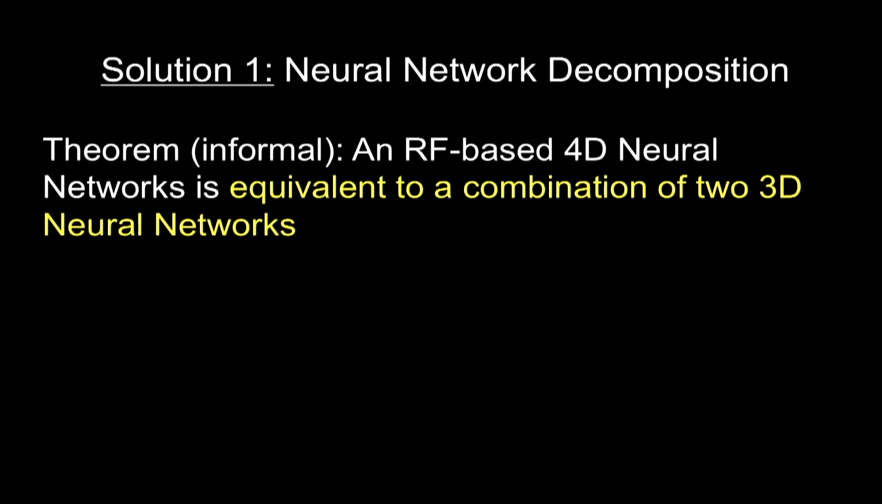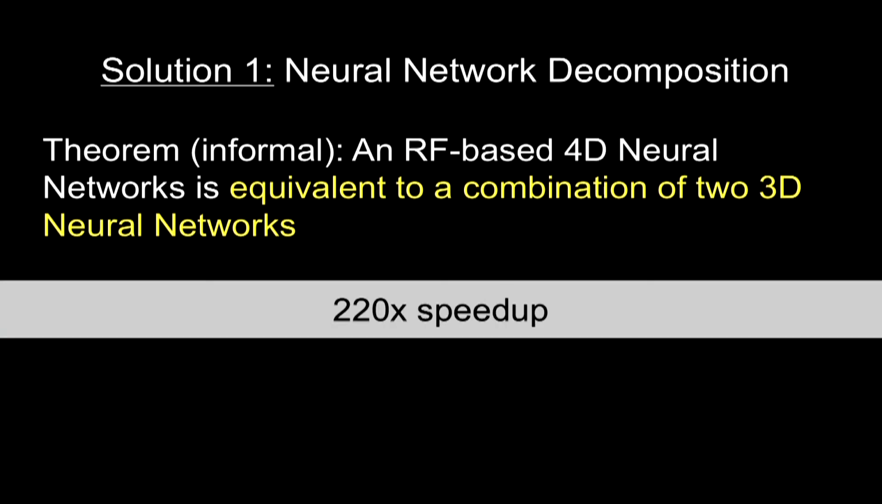So here's our solution. We decompose the neural network. Specifically, we model RF signals and RF systems, and we prove in the paper that an RF-based 4D neural network can be decomposed into a combination of two 3D neural networks. 3D neural networks are something you would use when you're dealing with videos. They work with standard libraries, and they run relatively fast. What this theorem is telling us is that we can achieve effectively a 220 times speedup in training our model. A model that would originally take 1 year to train can now be trained within 2 days.